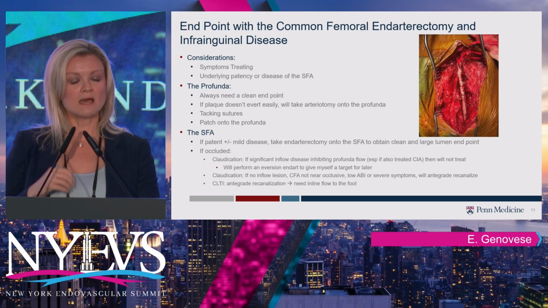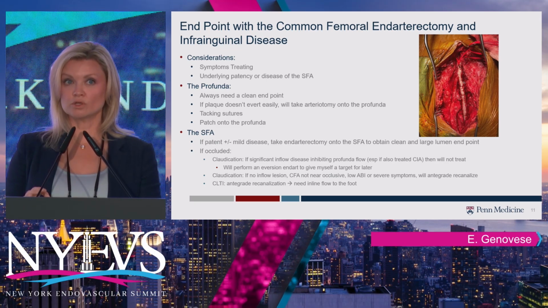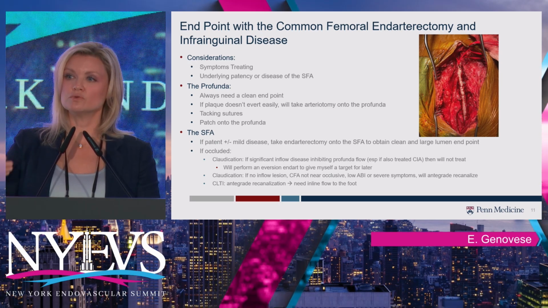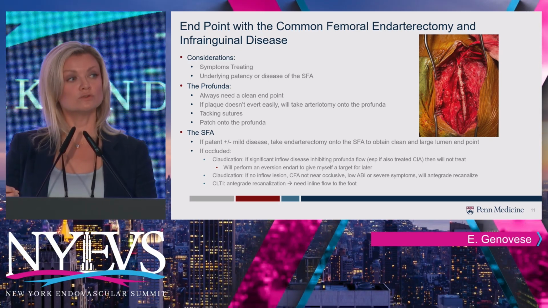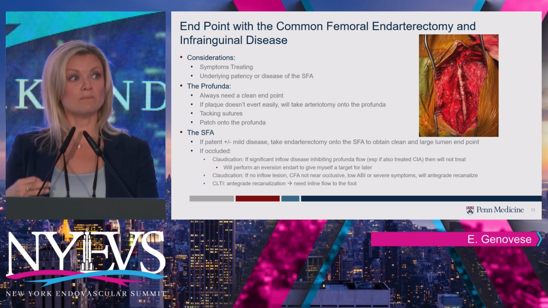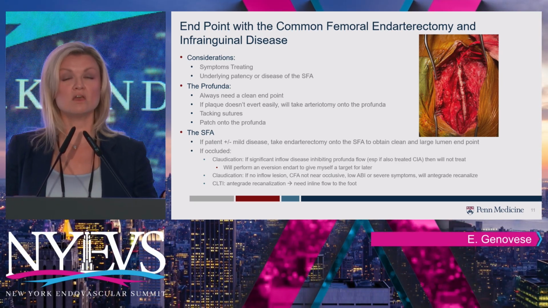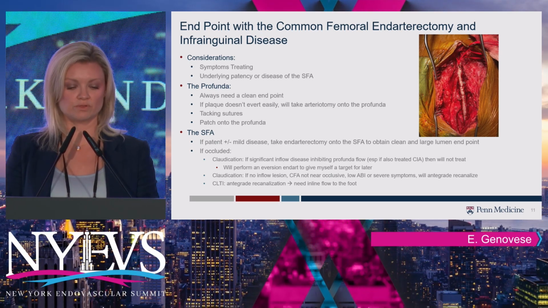Now, with regards to the superficial femoral artery, if it is patent or you have just mild disease, you also want to make sure that in your endarterectomy you're not creating a flap and inhibiting the flow into your SFA. That may mean you're putting in tacking sutures, or if you've already gone down onto the profunda with your arteriotomy, you may also be going down onto your SFA and doing a Y patch in order to preserve both of those.